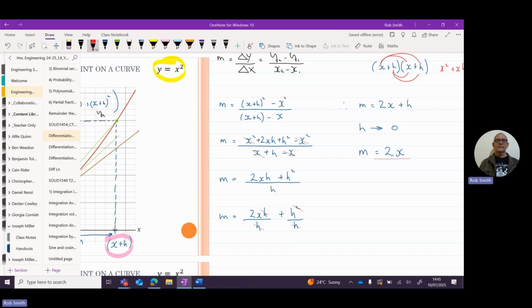So for any x squared curve, any quadratic, so if you've got a graph y equals x squared and you've got the values on it, to find a gradient at any point, you just need to double the x value to work out the gradient. So that's our rule for that.